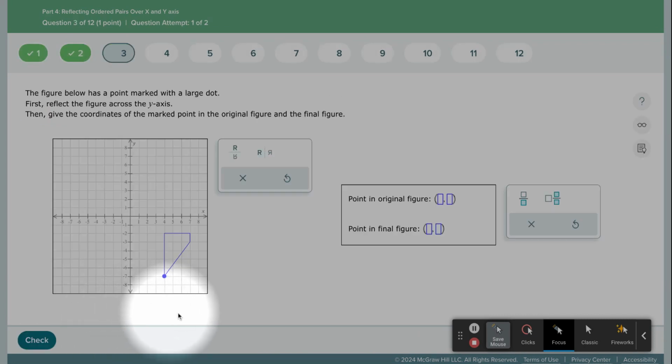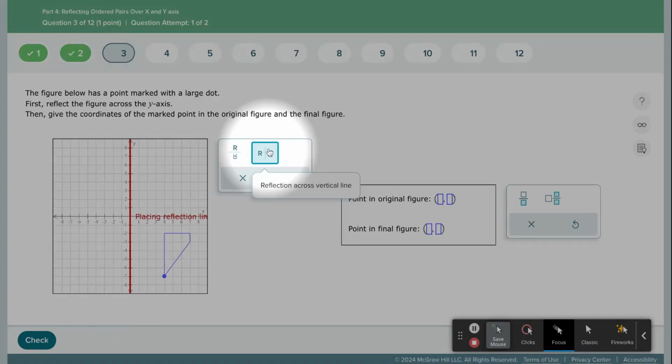Same concept, right? So I have this figure here. It's saying reflect the figure across the y-axis. This is my y-axis. I want it to go across it. Okay, I'm going to flip it over here. So I need to flip it over a vertical line, an up and down line. So I need to go over here and ask it to do that.